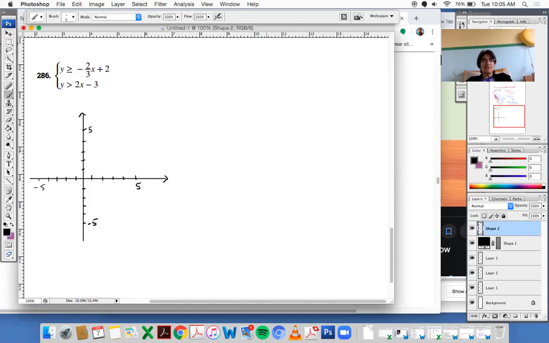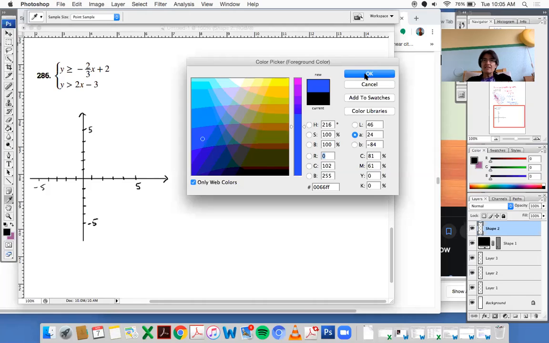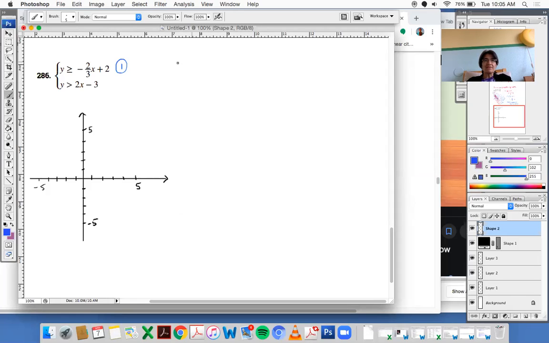All right, so let's look at what this looks like. Let me look at the first inequality and write it here. So I have y is bigger than or equal to negative 2 over 3x plus 2. So we graph the equation. This is the y-intercept right here, so I put a dot at 2 on the y-axis. And my slope is negative 2 over 3. So take the negative with the 2. I'm going to go down 2, and the 3 is positive, so down 2 and 3 to the right. So here's my second dot.